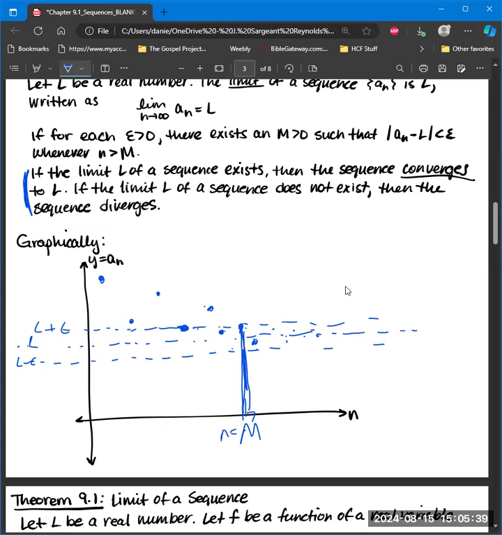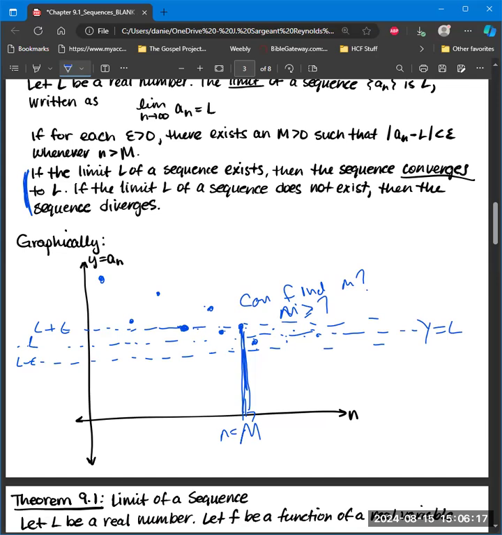So after the 7th term, I can say that they're always going to stay within this boundary of plus or minus epsilon, which is really small. It's an infinitesimal from L. So we can find M. That was the question. Yes, M needs to be greater than 7 for this statement to be true. And then we're going to be going towards y equals L.